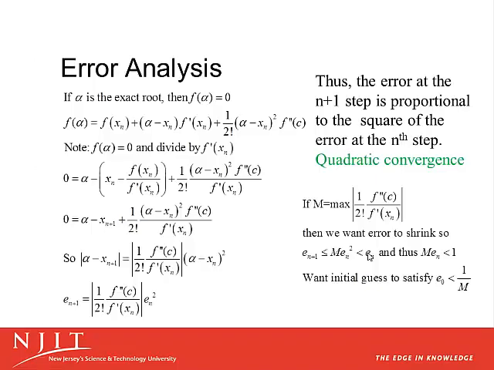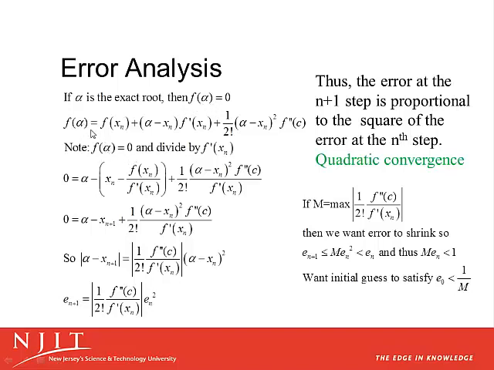Let's discuss error analysis for Newton's method. Suppose we have alpha being the exact root, then f of alpha is 0. We can expand f of x around the nth iterate. So we have f of x sub n, plus (alpha minus x sub n) times f prime of x sub n, plus 1/2 (alpha minus xn) squared times the second derivative somewhere between alpha and xn. That's going to be the value of f of alpha. That's just the Taylor series expansion with remainder of f around xn, used to find f of alpha. But we know that alpha is the real root, so f of alpha is 0.